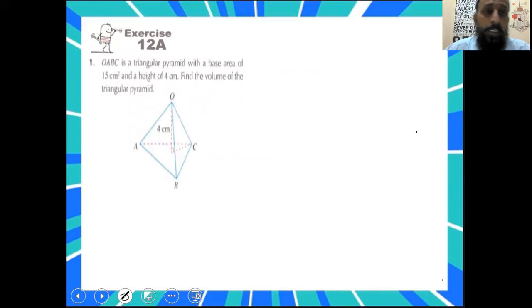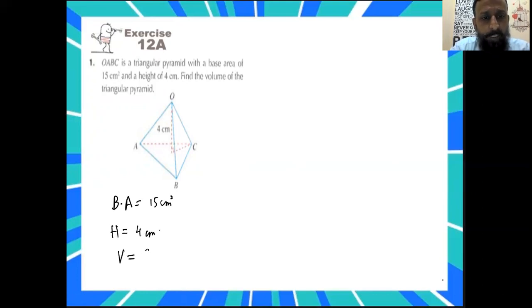Now, boys and girls, this is exercise 12A of your maths book 2. And the first question is: OABC is a triangular pyramid with base area of 15 centimeters square and a height of 4 centimeters. Find the volume of the triangular pyramid. So my dear students, they are giving us the base area as 15 centimeter square. They're also giving us the height as 4 centimeters. And what are they asking us? They're asking us to find the volume.